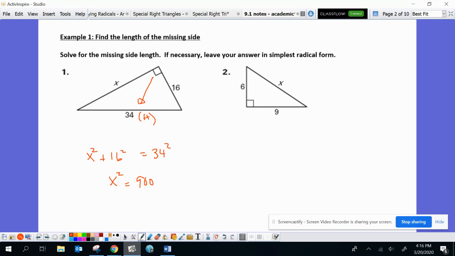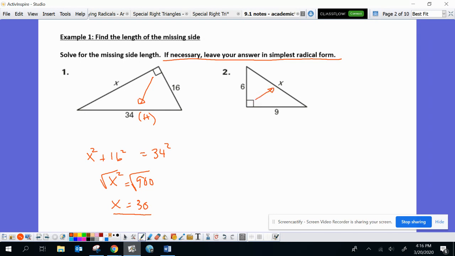Now, if we look at the directions carefully, it says leave your answer in simplest radical form if necessary. So what that means is at this point, if I square root, we are going to use all the things that we just did the previous 2 days with simplifying a square root if it's not a perfect square. In this case, if we square root 900, it's exactly 30. Let's take a look at the next one.